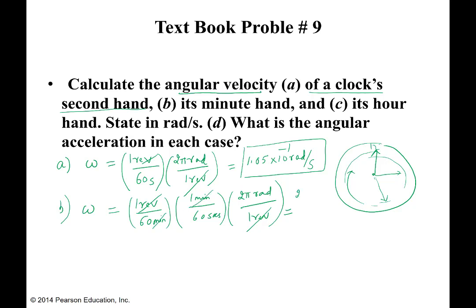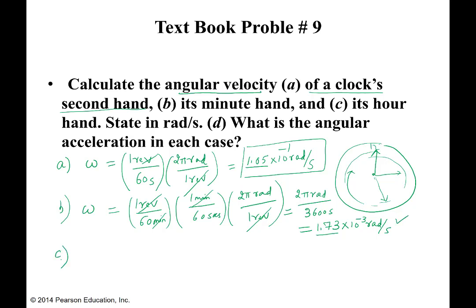So you'll get 2 pi radians divided by 3600 seconds. Are you able to see what is happening? With the increase in time, your angular velocity is decreasing. So for the minute hand, the angular velocity is 1.73 times 10 to the power of minus 3 radians per second. So do not go by the first digits. 10 to the power of minus 3 is definitely less than 1.05 times 10 to the power of minus 1 radians per second.